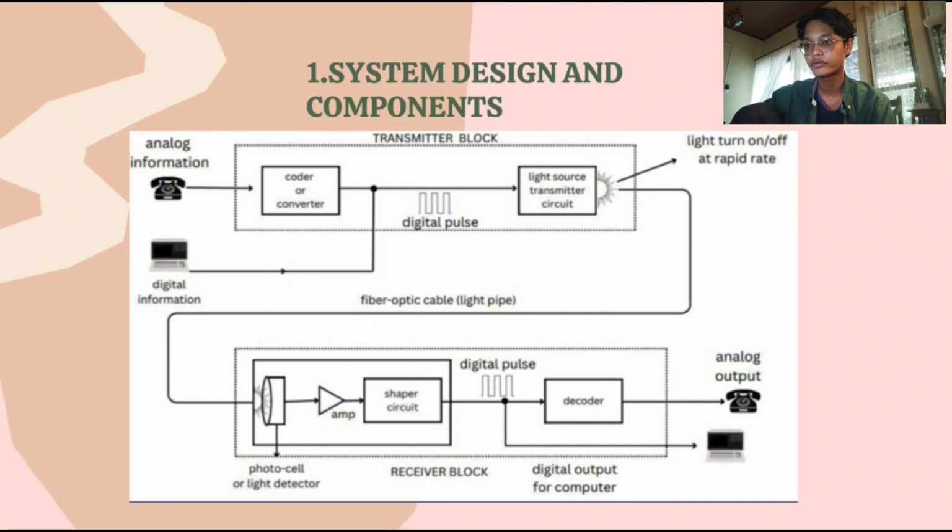The receiver block consists of four components. The first one being a photocell or light detector, which would detect incoming light from the fiber optic cable, and this would then send it into an amplifier, which would further amplify the light it received into a shaper circuit, which would convert the light that has been received into a digital pulse.